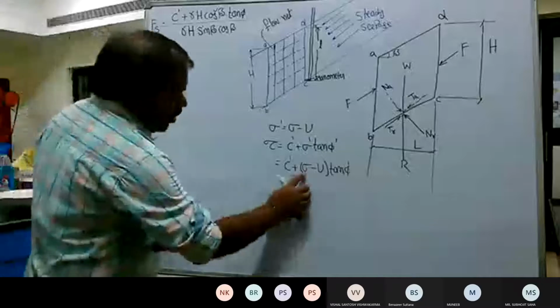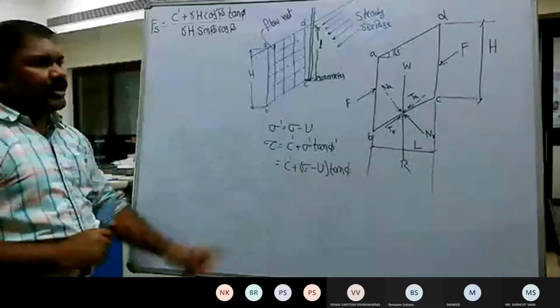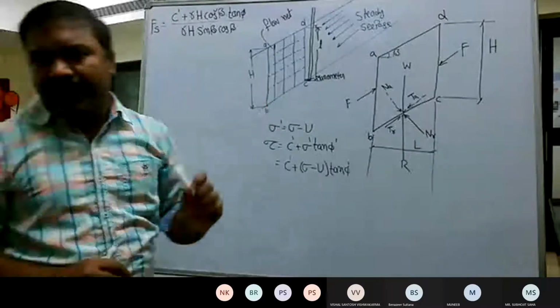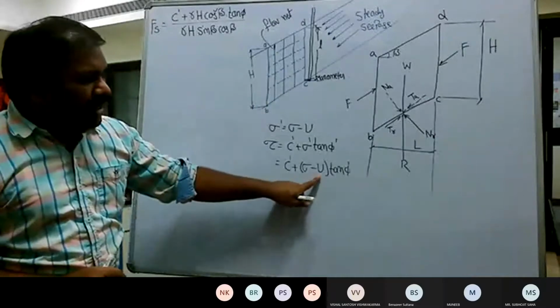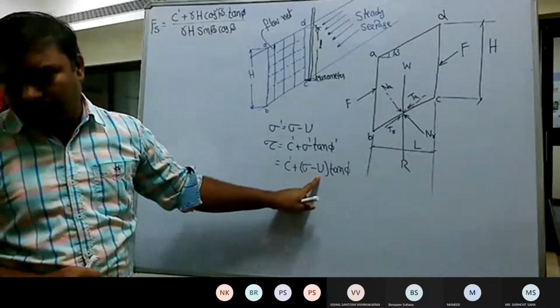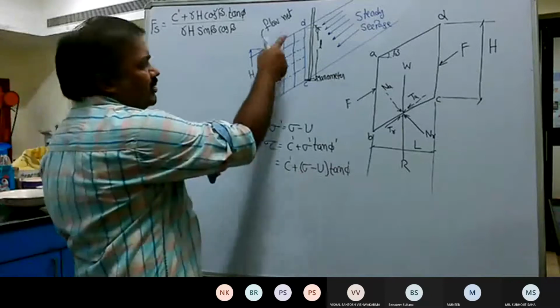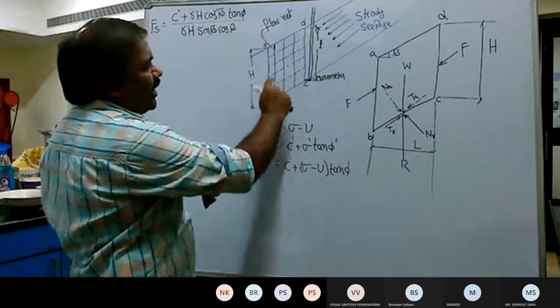But we understood how to calculate the sigma. So that is NA divided by the area. Now let us try to understand how to calculate the seepage force. For that purpose, I have constructed a flow net diagram.